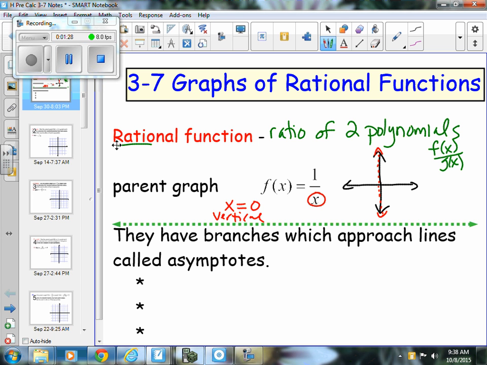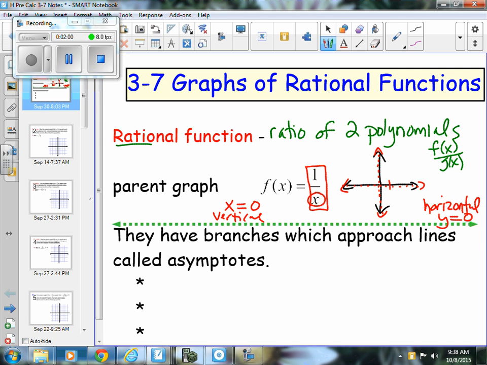But the other kind of asymptote 1 over x has is horizontal. So let's talk about that. The horizontal asymptote is what the end behavior of the graph is. What is it approaching? When you look at the entire ratio 1 over x, as x gets bigger and bigger and bigger, the value of the fraction is going to get smaller and smaller and smaller. It's like 1 over 10, 1 over 100, 1 over a million, 1 over 10 million. It's going to get smaller and smaller, and it approaches, but doesn't equal, 0. So the horizontal asymptote would be y equals 0, the horizontal line.